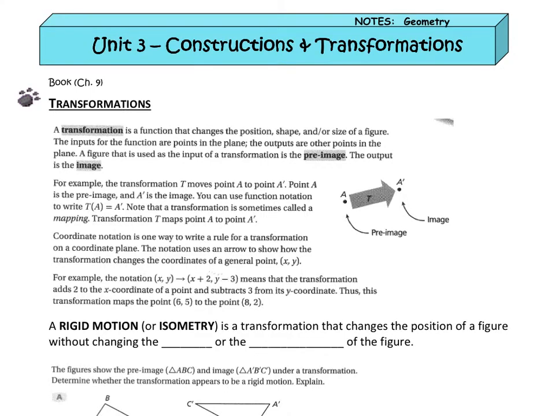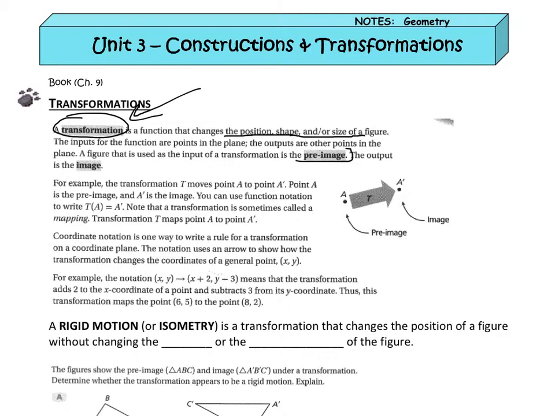Okay, we are going to begin by looking at Unit 3 transformations. We're talking about what a transformation is. We're going to be dealing with lots of different types of transformations during this unit, but we're just going to start with the basic information. We're talking about something that's changing position, shape, or size of a figure when we're talking about a transformation.